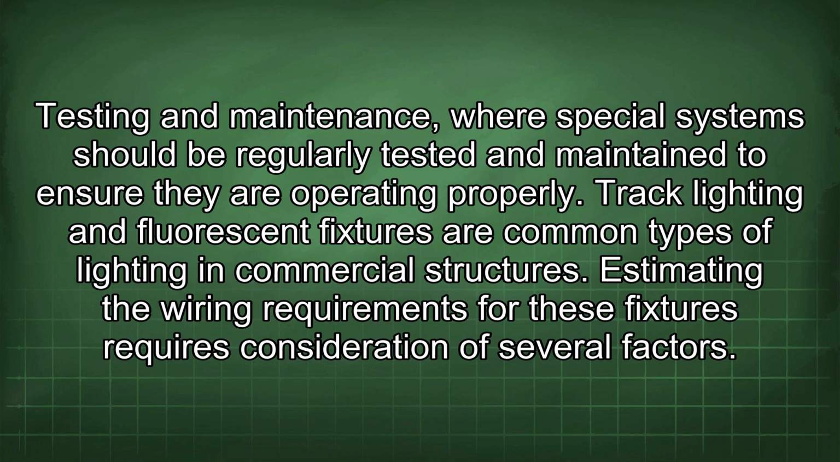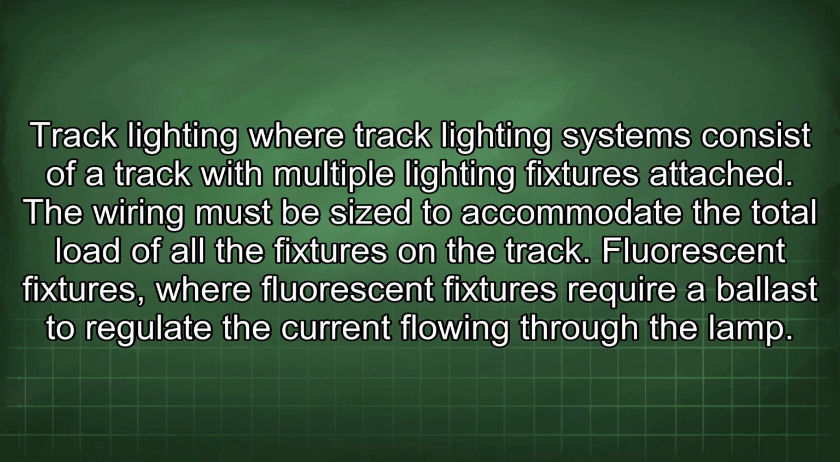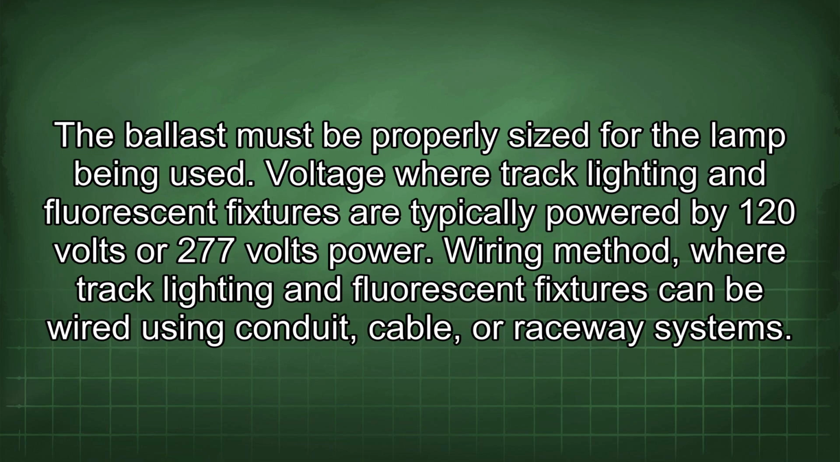Track lighting and fluorescent fixtures are common types of lighting in commercial structures. Estimating the wiring requirements for these fixtures requires consideration of several factors. Track lighting, where track lighting systems consist of a track with multiple lighting fixtures attached. The wiring must be sized to accommodate the total load of all the fixtures on the track. Fluorescent fixtures, where fluorescent fixtures require a ballast to regulate the current flowing through the lamp. The ballast must be properly sized for the lamp being used.